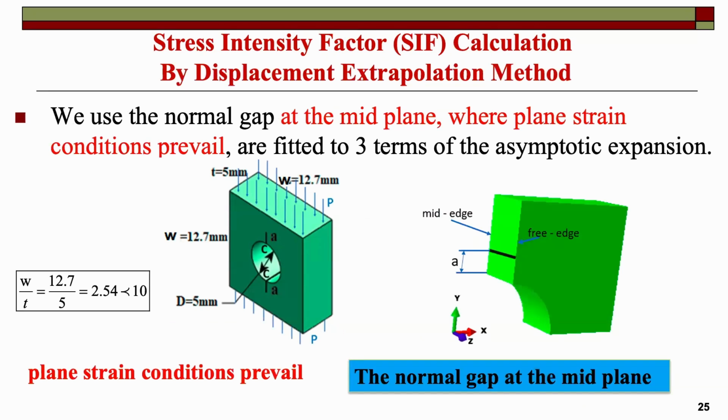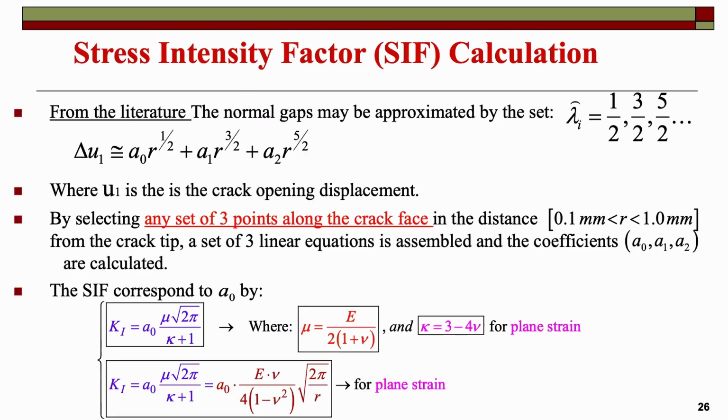We use the normal gap at the mid plane, where the plane strain condition prevails, fitted with three terms of the asymptotic expansion. From the literature, the normal gaps may be approximated by this set, where delta U1 is the crack opening displacement. By selecting any set of three points along the crack edge at a distance from the crack tip, a set of three linear equations is assembled and the coefficients A0, A1, and A2 are calculated. I made a MATLAB code for this, and this is the value for K1 for plane stress.